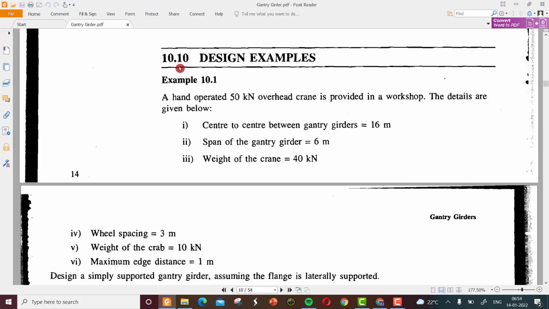Okay, we'll see that. 10.10 design examples. Example 10.1. A hand operated 50 kilonewton overhead crane is provided in a workshop. The details are given below. Center to center distance between the gantry girders is 16 meter.